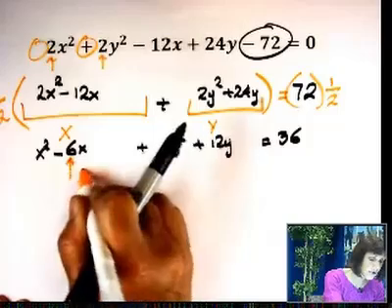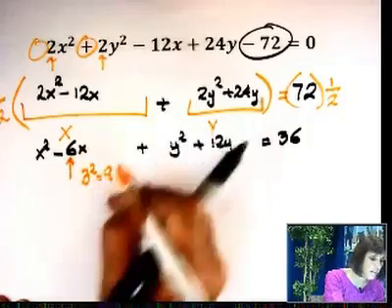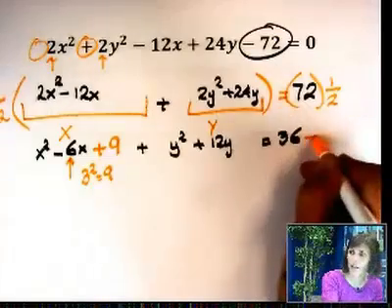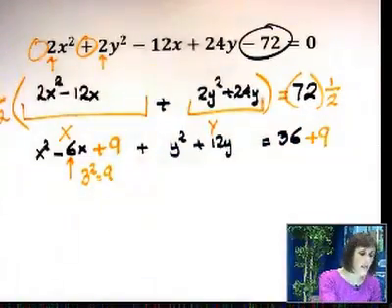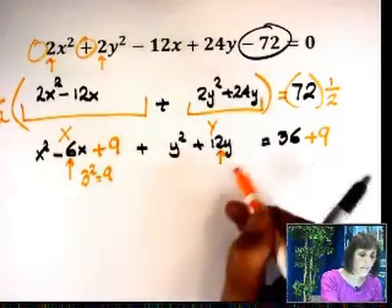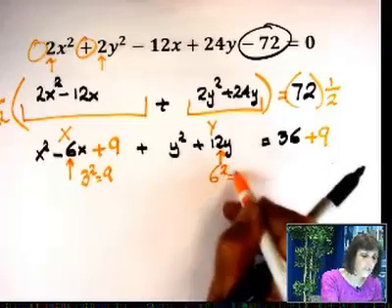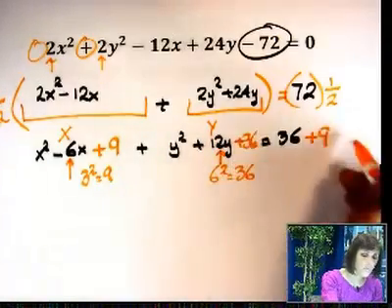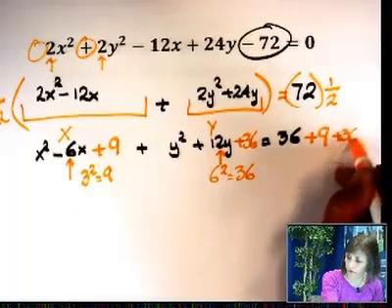Half of 6 is 3 squared. That's 9. I cannot just put 9 in there. I have to put 9 here. Let's go and take 12, divide by 2, 6, square it, 36. I cannot just put 36 here. I need to put 36 here.